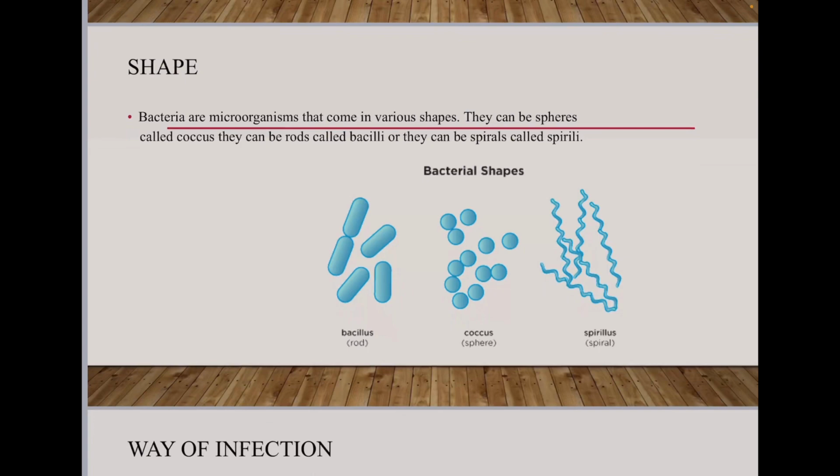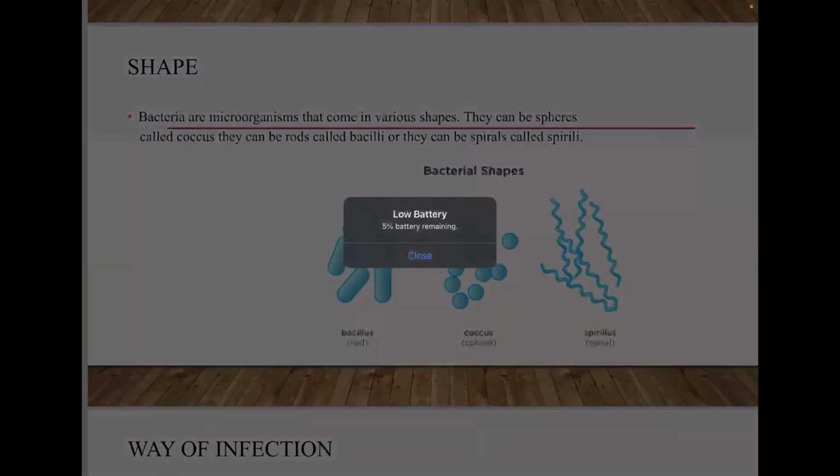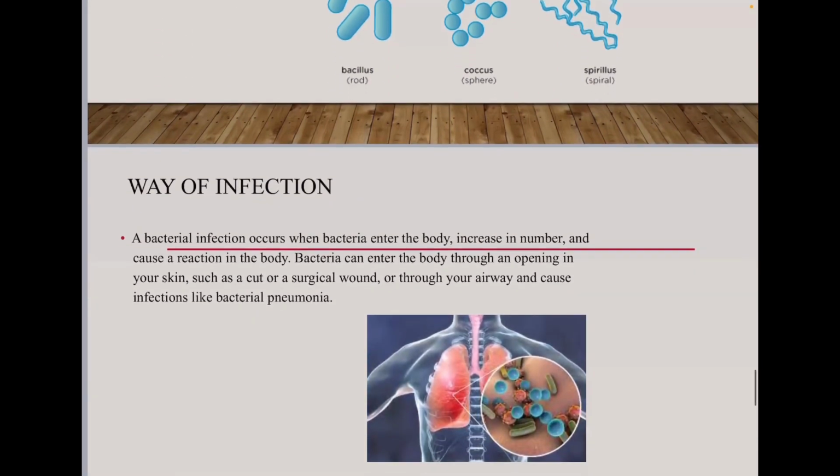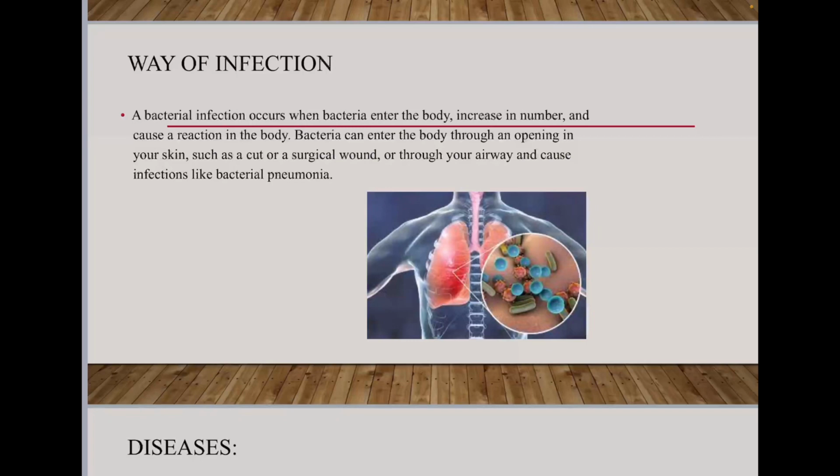Bacteria are microorganisms that come in various shapes. They can be spheres called cocci, they can be rods called bacilli, or they can be spirals called spirilla. Ways of infection. A bacterial infection occurs when bacteria enter the body, increase in number, and cause a reaction in the body. Bacteria can enter the body through an opening in your skin, such as a cut or surgical wound, or through your airway and cause infections like bacterial pneumonia.